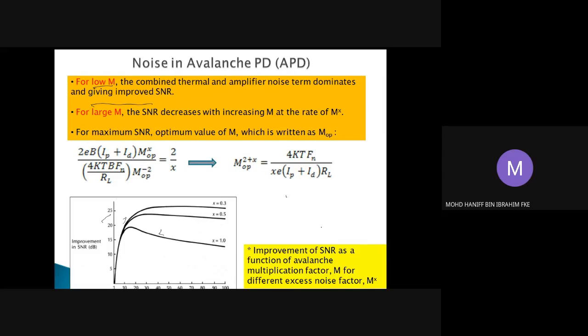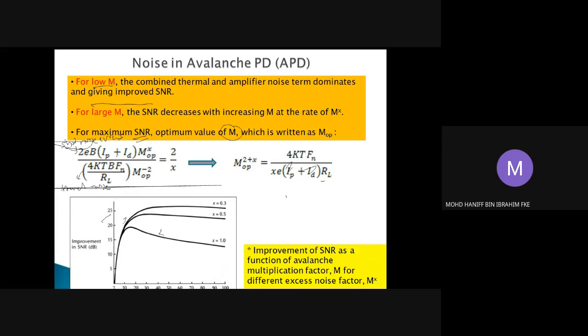Okay. So from here, we can see that if you want to find the maximum SNR, we need to find the optimum value of multiplication factor M, which is found through experiments. This is the ratio between the shot noise current that we have seen just now, the equation of the shot noise current, and this is the equation for the thermal noise current.